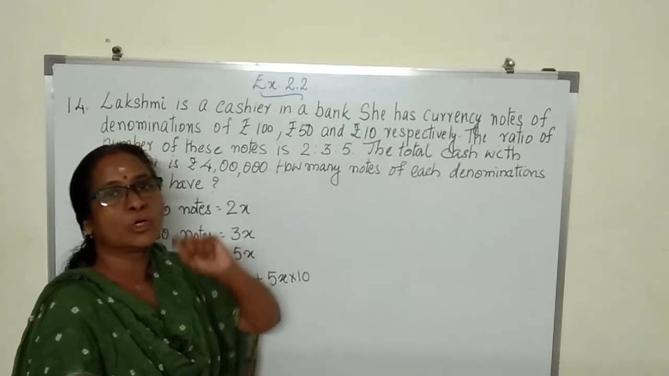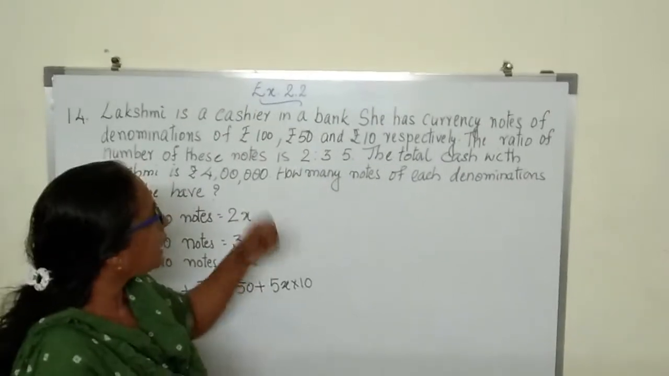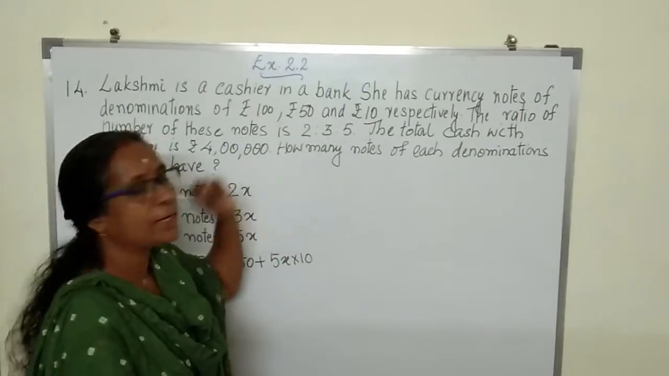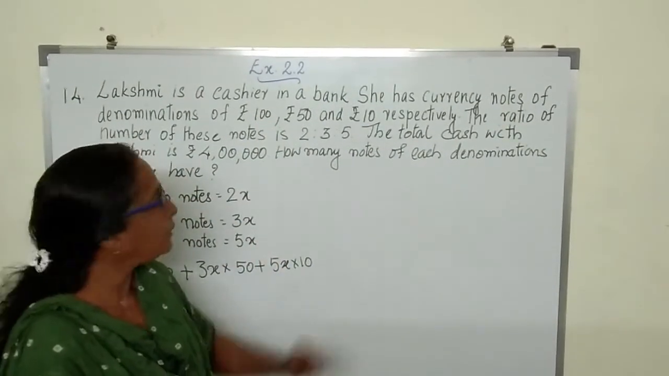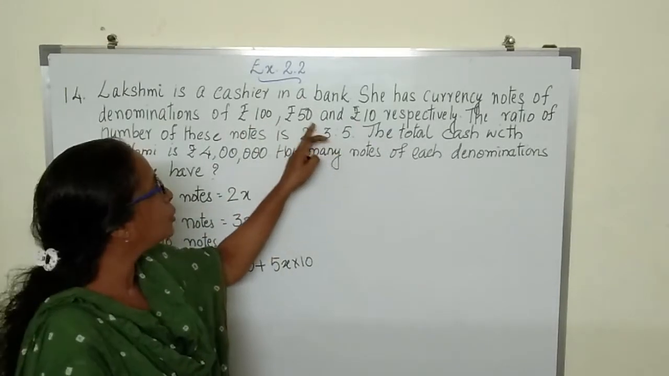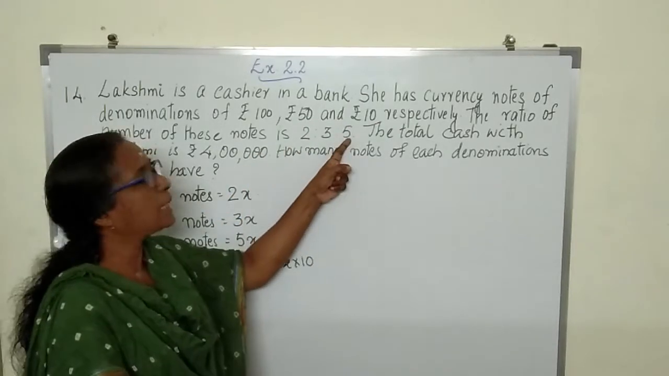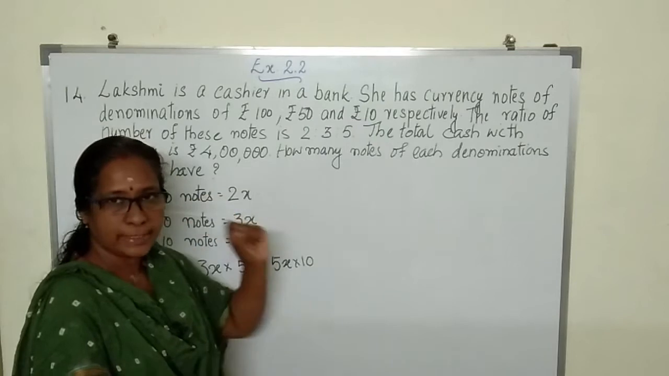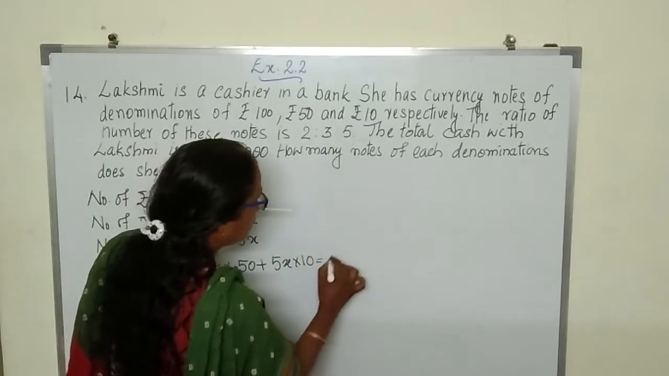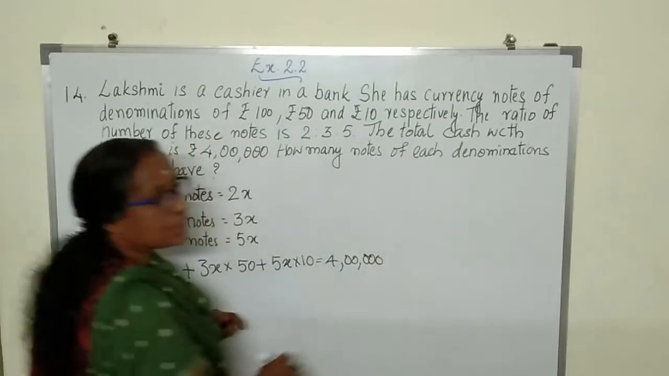So if you have 2 notes of 100, how many rupees would you have? 2 into 100. So same way, if you have 2x notes of 100 with you, how many rupees would you have? 2x into 100. Similarly, if you have 3x notes of 50, the amount will be 3x into 50. Similarly, 5x into 10. If you add the total amount, it is 4 lakhs. Okay, this is the equation given.